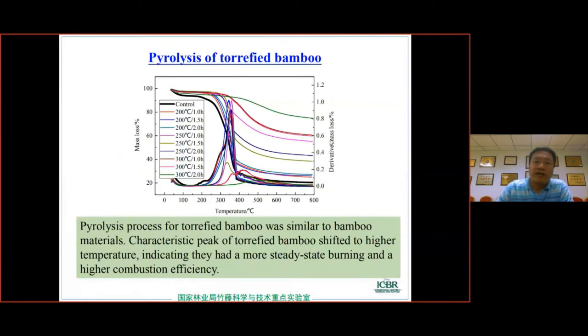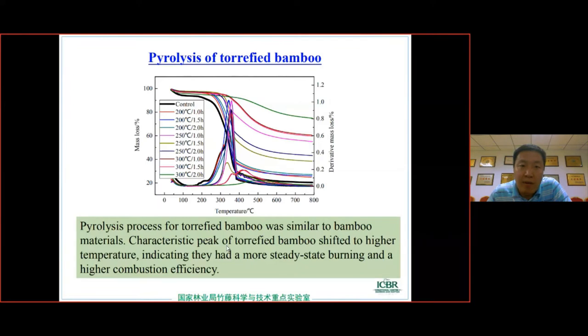This is the pyrolysis of the torrefied bamboo. We found the pyrolysis process of torrefied bamboo is similar to the bamboo materials, but the characteristic peak of torrefied bamboo shifts to higher temperature, indicating they had a more steady burning and a higher combustion efficiency.